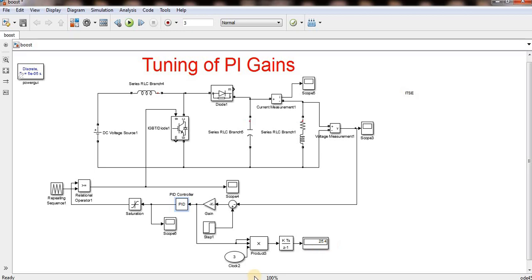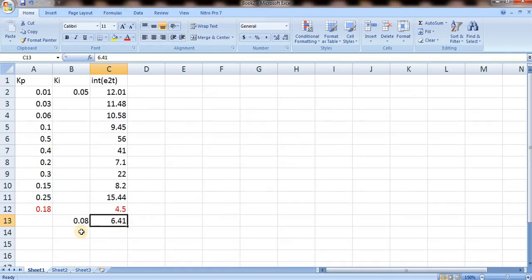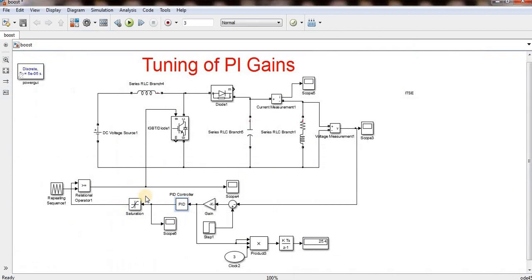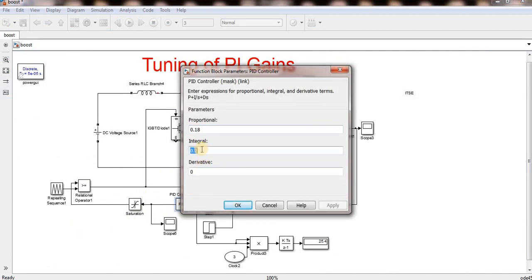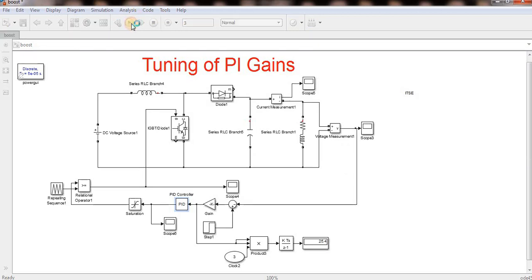So now it is coming 25. So for 0.2 it is coming 25. So this is not a good value, because 6.41 is good. So maybe 0.1 may be the best value for Ki. Maybe.